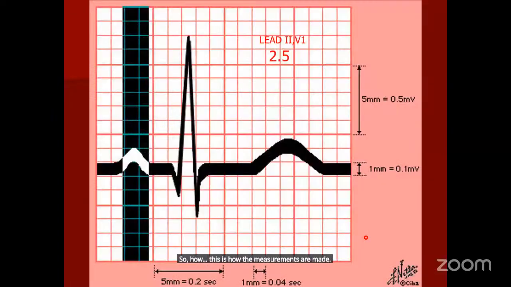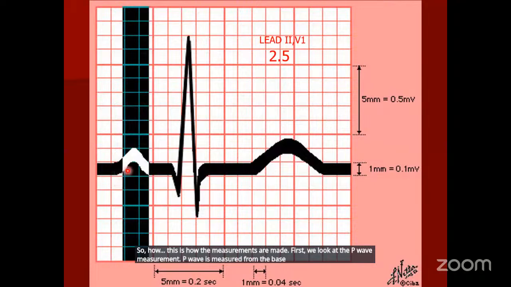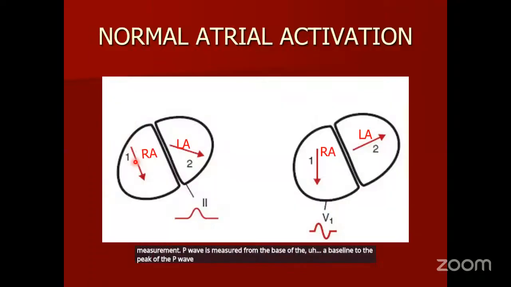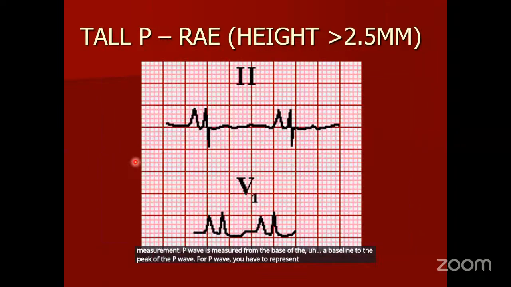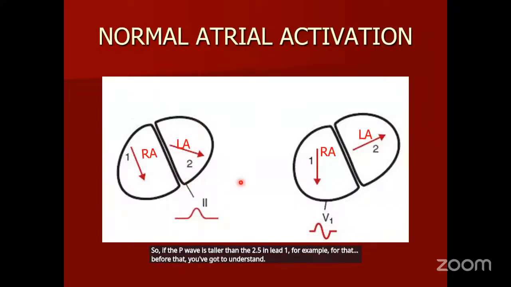First, we look at the P wave measurement. The P wave is measured from the baseline to the peak of the P wave. For the P wave, you have to remember the number 2.5. So if the P wave is taller than 2.5 in lead 1, for example, before that, you have to understand how to look at the P wave. You have to look at lead 2 and V1 for P wave abnormalities.